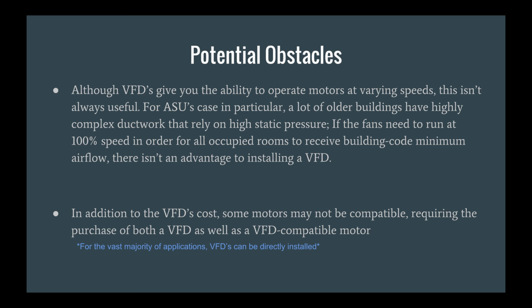Some of the potential obstacles of VFDs is that some infrastructure, like the ductwork within a building, can't handle the reduced speed flow that would come from having a VFD. They need that higher speed to meet minimum requirements for airflow, and so installing a VFD would be pointless and wouldn't have any benefit. In addition, some motors are not compatible with a VFD, and so to put one in the system, you would have to replace the motor in addition to adding the VFD.